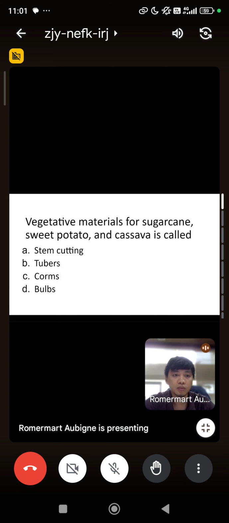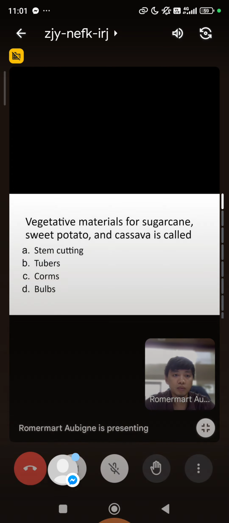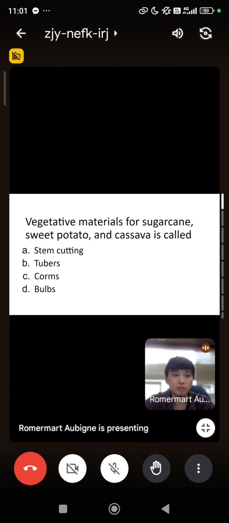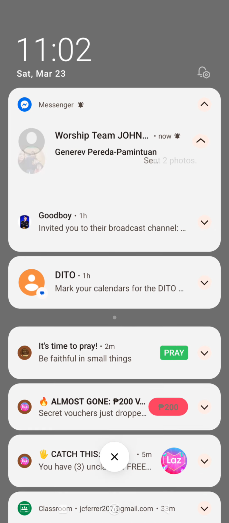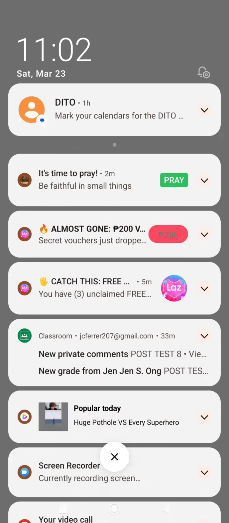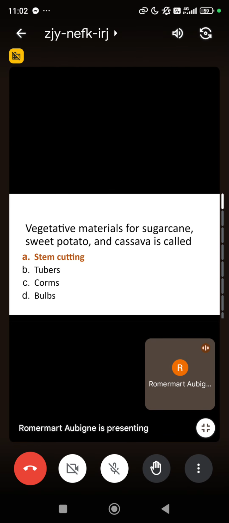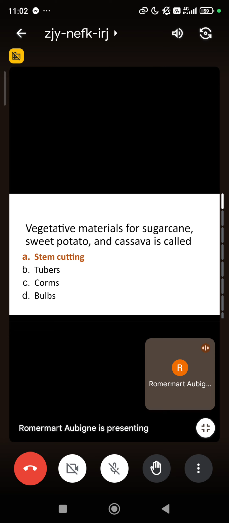Next, vegetative material for sugarcane, sweet potato, and cassava is called, ano po yung tawag dito? The correct answer is stem cutting po. So ito pong mga to ay maaari nating ma-propagate through stem cutting.